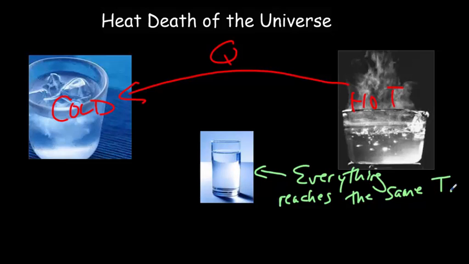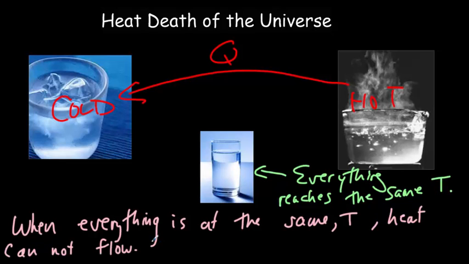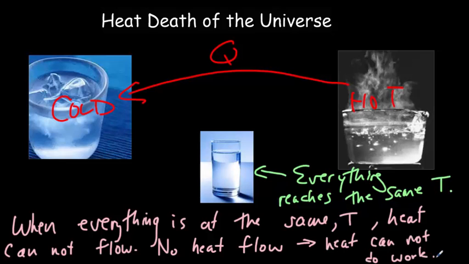Once everything reaches the same temperature, you can't have any more heat flow. And if you don't have heat flow, you can't use heat to get work. Let me write that down. When everything is at the same T, heat cannot flow. And if heat can't flow, that implies that heat can't do work. So we might have all this kinetic energy in the molecules, but we couldn't use it to do work because we couldn't get heat flow from one temperature to another. And naturally, we refer to that as the heat death of the universe.